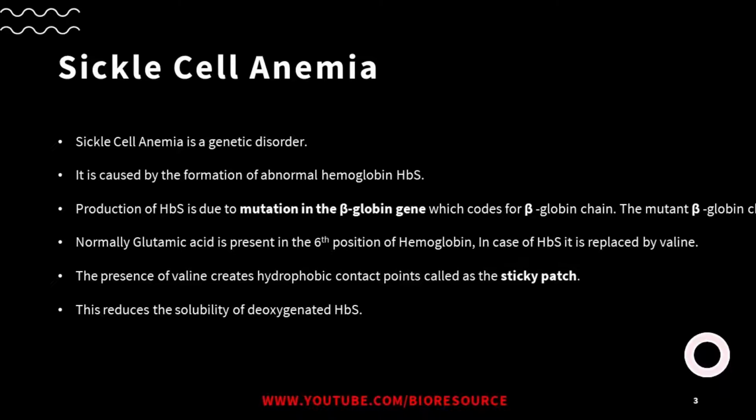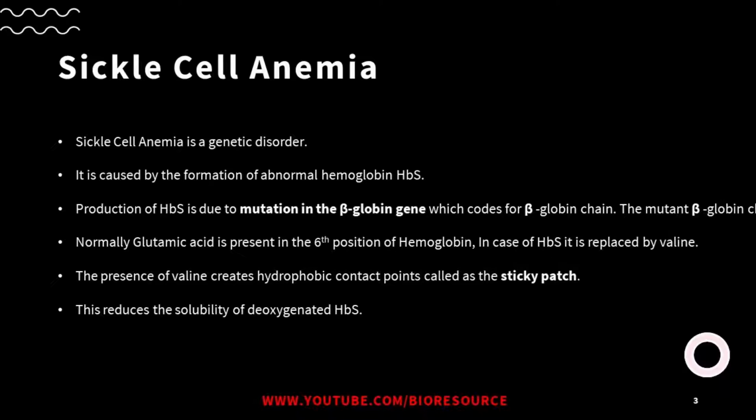Sickle cell anemia is a genetic disorder caused by the production of abnormal hemoglobin called sickle hemoglobin. It is denoted by HbS. The production of HbS is due to a mutation in the beta globin gene, which codes for the beta globin chain. The mutant beta globin chain of HbS has an altered amino acid sequence. That's the reason it leads to sickle cell disease.